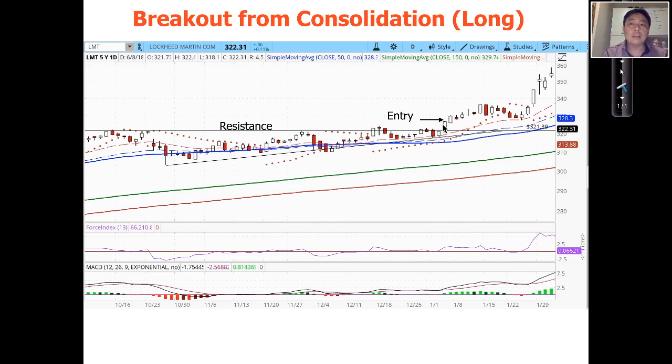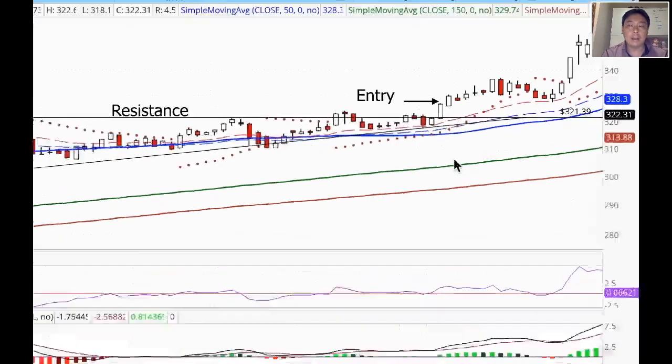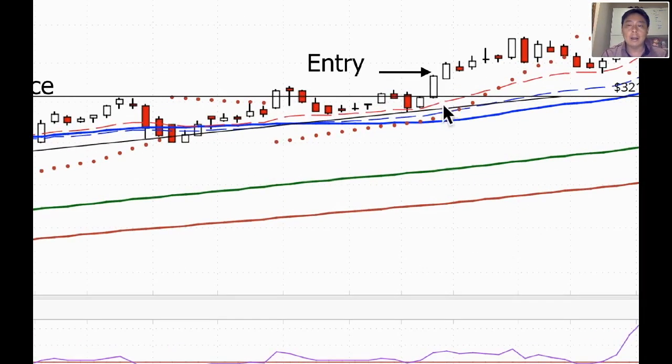Now, at the breakout, again, ensure a few things. Number one, is the 20 above the 40 EMA? Yes, you can see this red dotted line above the blue dotted line. Check. Is the 50 moving average above the 150 moving average? Yes, check. So moving averages indicate a short-term uptrend and a medium-term uptrend.